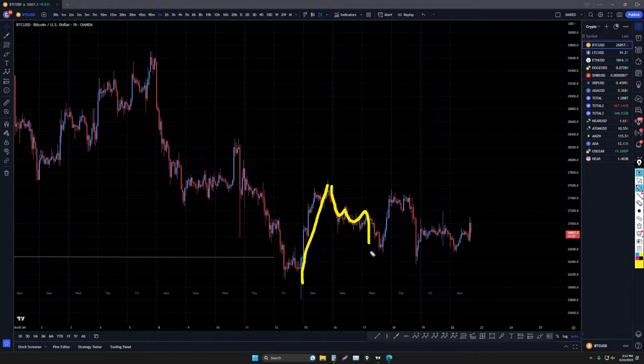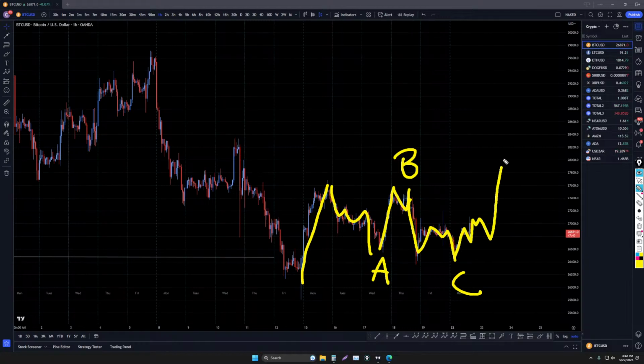And then this looks like a wave A. That's actually very clear. 3 waves up, probably a wave B. And then this is probably a wave C. If that's a wave C, then that means that this is just going to keep on trending up and continue in the uptrend.